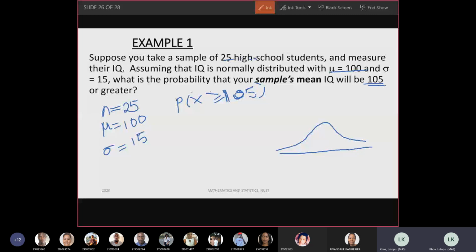So our table doesn't have values like 100. Our table is a standard normal. So what we do is we standardize this 105, and the way to do it is we say x bar minus mu, and then we divide this by sigma over the square root of n. So when we do this, we have standardized it, and then we will be able to read that from our table.